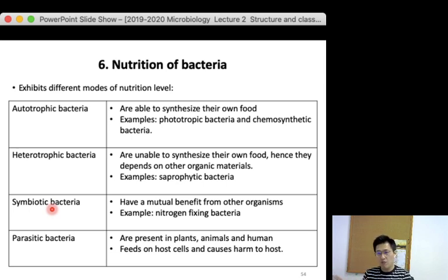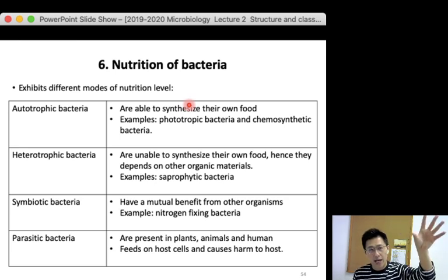So bacteria have different requirements for air and different modes of nutrition. They exhibit different modes of nutrition. The first one is the autotrophic. Auto means automatically, like me, I can find food, I can hunt it. This group of bacteria can make their own food, like a plant. They can synthesize food, converting inorganic materials into organic materials.